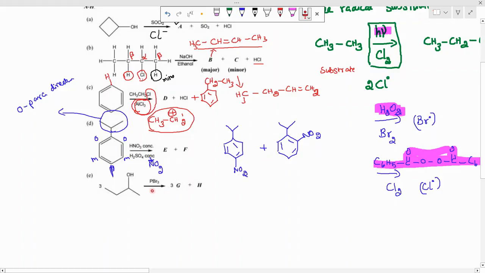And then look at this PBr3. Here again we have an alkyl alcohol. So look at this, an alkyl alcohol will give either beta elimination or nucleophilic substitution. So here the PBr3 will produce Br minus. So what will happen here? That OH will be removed and then Br will be substituted. And then we will have the compound here.